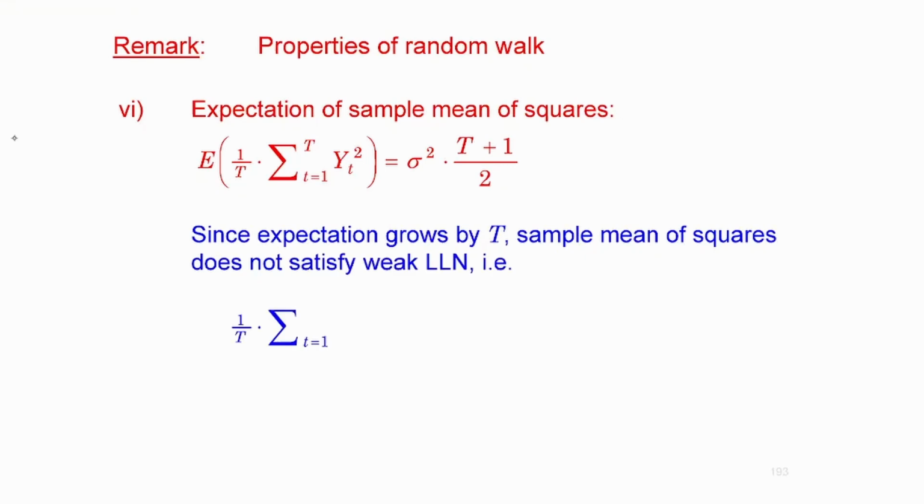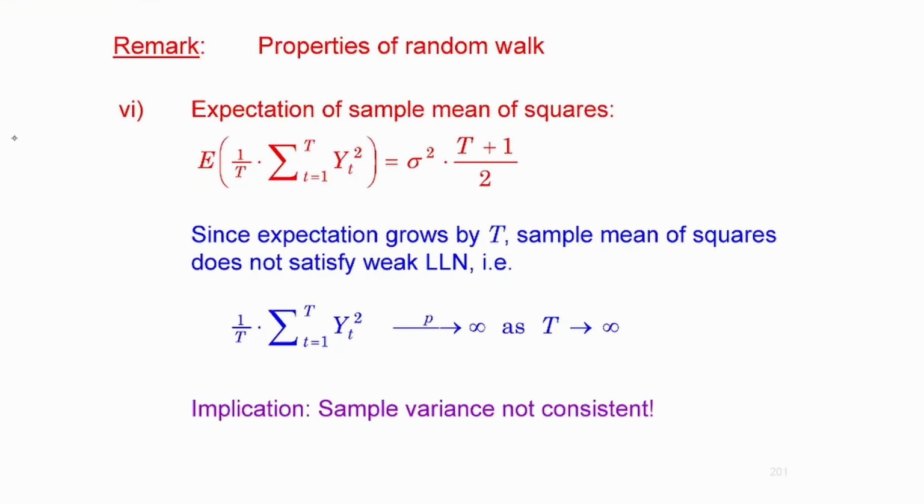So it will not converge in probability. It will basically diverge. So there will be a divergence as the sample size increases. And that means that there is no way to estimate the variance of the random walk by using the sample variance. So that's basically the implication. The sample variance is not going to be consistent when it comes to the estimation. It's not going to be even possible. You understand the issue, guys?